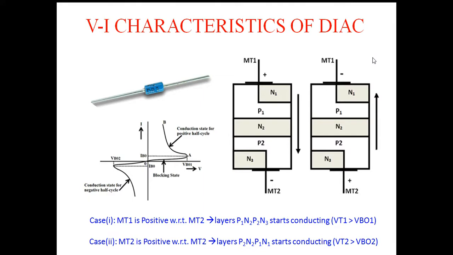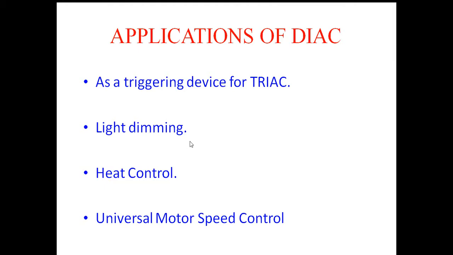Here we do not have any control over the conduction of the device. Whenever the supply voltage exceeds the breakover voltage, the conduction takes place. If we observe, the characteristics will be similar in the first and third quadrants. So in the diac characteristics, it will be similar in both quadrants, the first quadrant and the third quadrant.